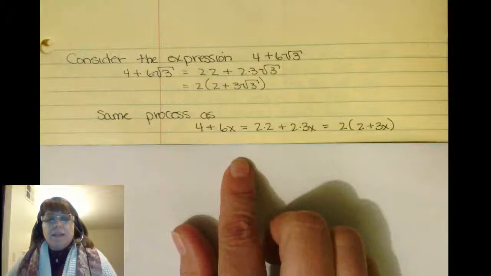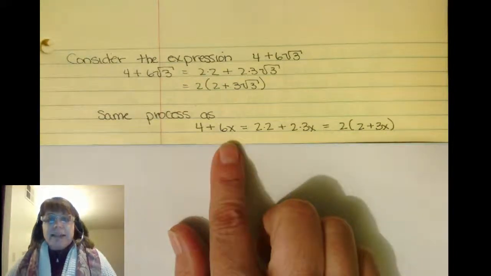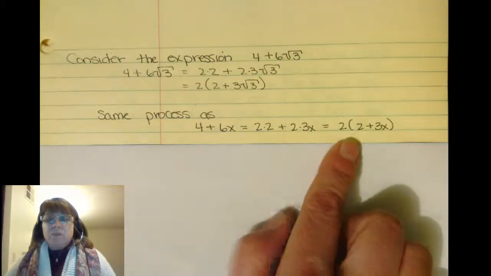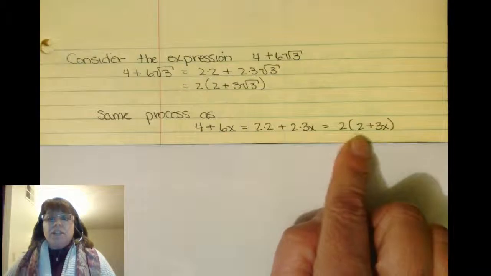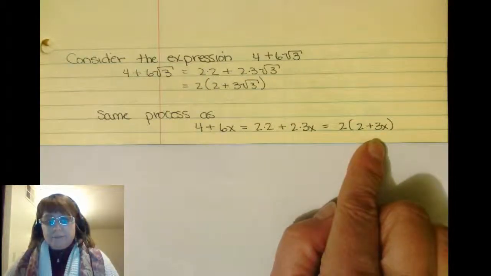It's the same exact process if it was 4 plus 6x and I asked you to factor out the greatest common factor. Then you would have 2 times the quantity 2 plus 3x. So think of it maybe like a variable, and it will be easier to work with.